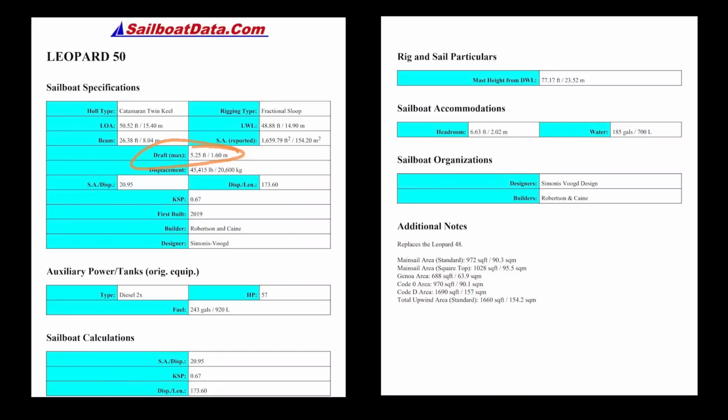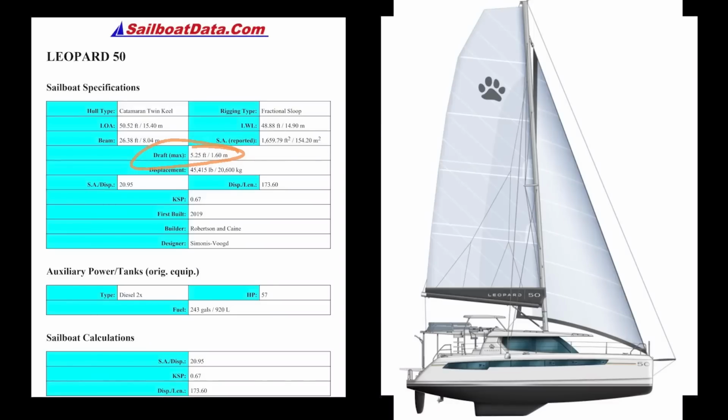I think your question was going to be, do they give minimum draft and maximum draft? Yeah, if it's a daggerboard cat, they do. But this one doesn't have it, so it's not there. And what's the draft on that thing? 5.5 feet. Yeah, I know. Wow, it's like a monohull. A Leopard 50 has a 5.5 foot draft. I know, it's amazing.